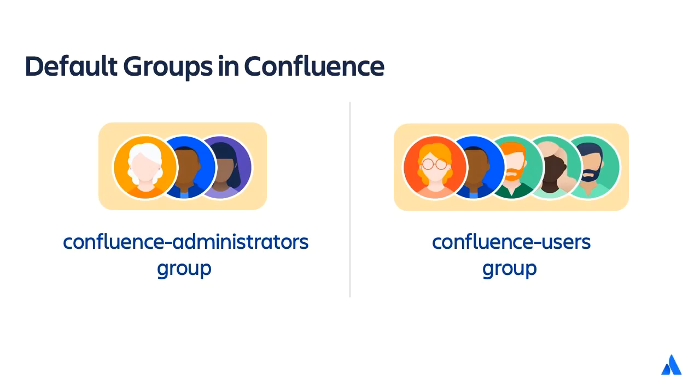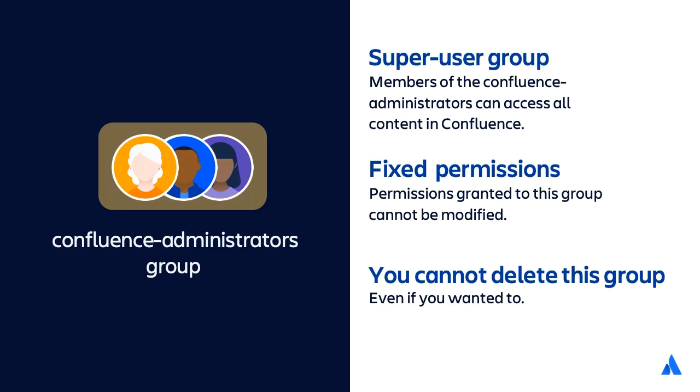Let's look at the two default user groups that are automatically added when you install Confluence. It's important to understand their use. First, the Confluence Administrators group. When Confluence is installed, the person who sets up the instance will determine the initial membership of this group. It's a super user group. So, when a user has membership in this group, they can perform all the administrative functions of Confluence.